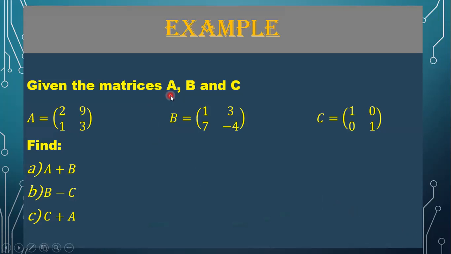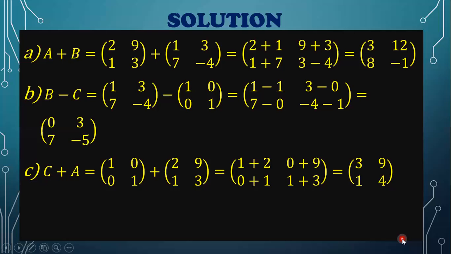We have matrices A, B, and C. So this is matrix A, which is a 2 by 2 matrix. Matrix B is also a 2 by 2 matrix. And matrix C is also a 2 by 2 matrix. So since all these matrices have the same order, it means that we can add and subtract each of these 2 matrices because they all have the same order. So we can look for A plus B, B minus C, and C plus A.